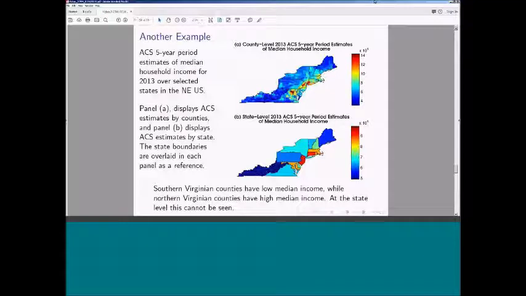This is another example. If you look at the ACS 5-year period estimates of median household income for 2013 over the states in the Northeast U.S., you have these panels. The first one is the county level ACS 5-year period estimates for median household income, and the bottom one is the state level estimates. If you look at the Southern Virginia counties, they have low median income, while the Northern Virginia counties have high median income. At the state level, you couldn't see this, so there's not a homogeneity across scales. And if you're a policymaker or somebody doing inference with that data, and you're not mindful about that, then you can come to wrong conclusions. Next slide.